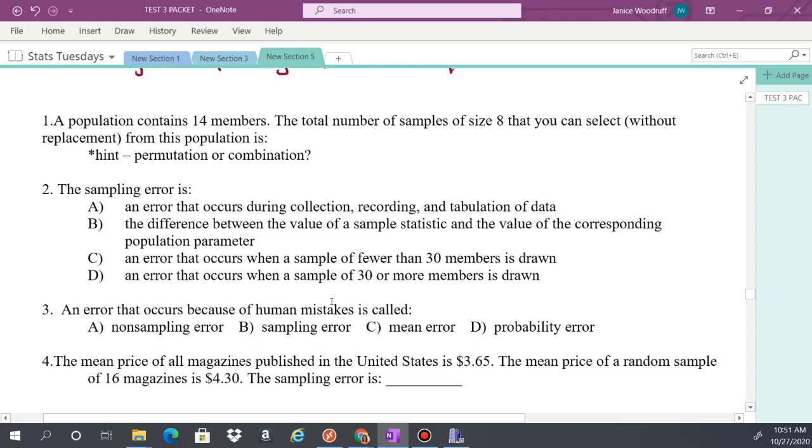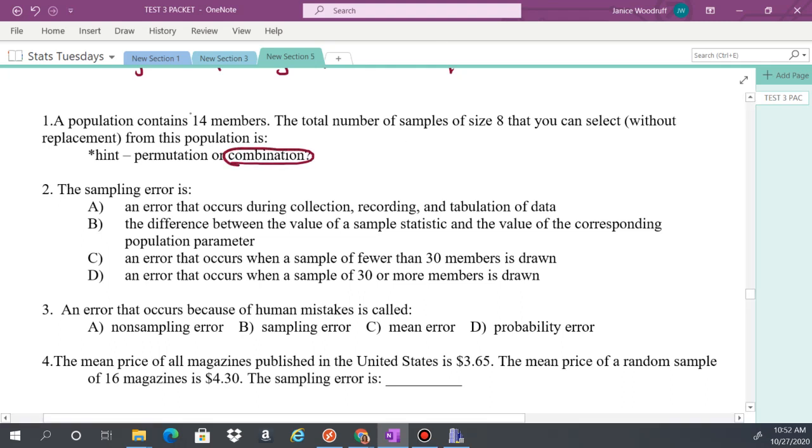Okay. So number 1, a population contains 14 members. The total number of samples of size 8 that you can select without replacement from this population is. So this is just kind of a throwback to chapter, what did we do this in? Chapter 4? Chapter 5? Binomial distribution, is this a permutation or a combination? So just to remember what you're doing there. Remember, permutation is where the order matters. Combination is where the order doesn't matter. So this is where the order does not matter. So this would be a combination.